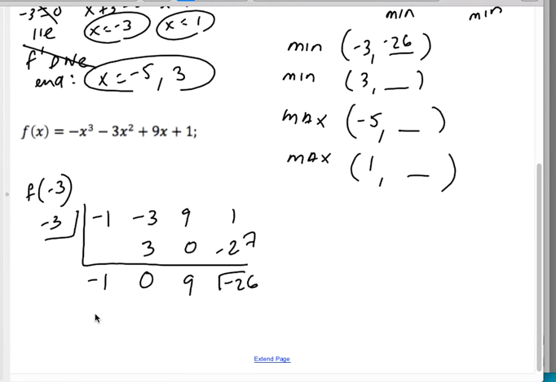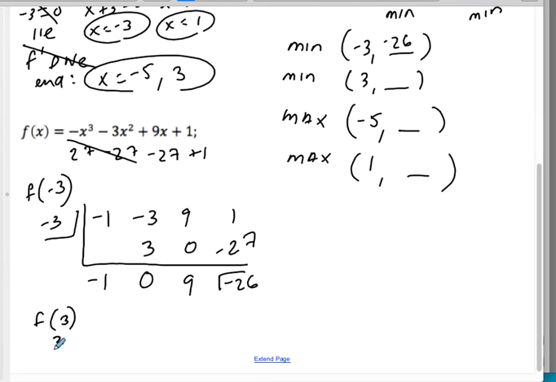And again, you'd get the same thing if you plug in, right? If you plugged in, you would have gotten a 27 minus a 27 minus a 27 plus a 1. These two cancel out, and oh, look, it's a negative 26. You don't have to do it this way. I'm just advocating that it's a good idea.